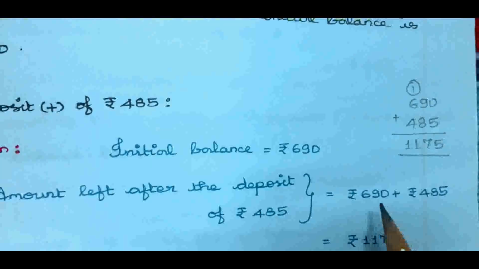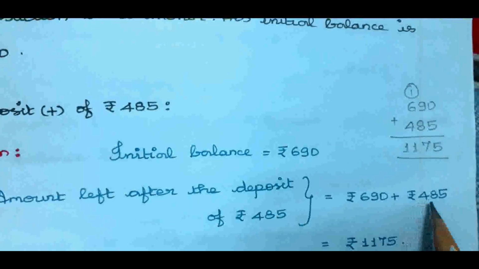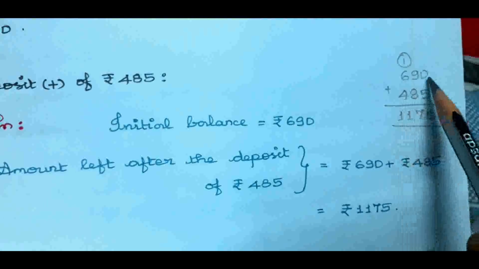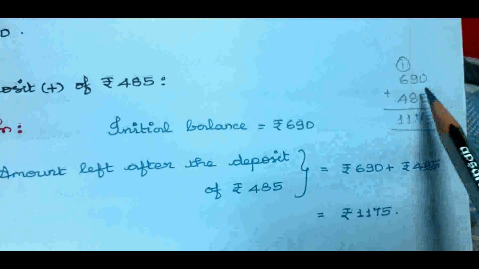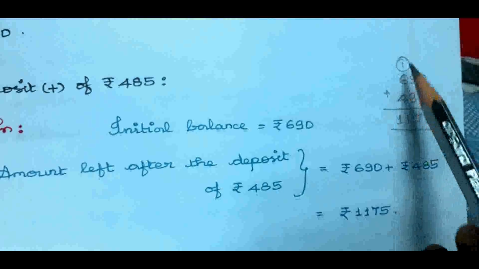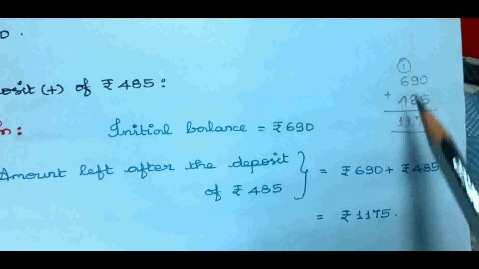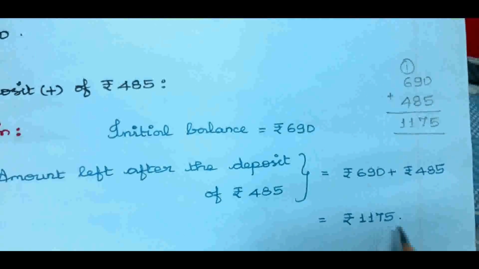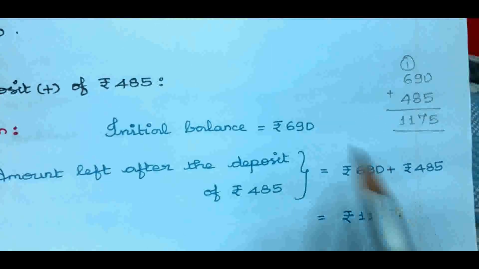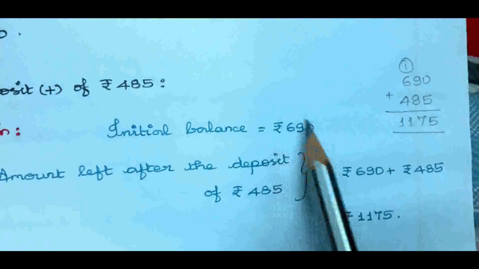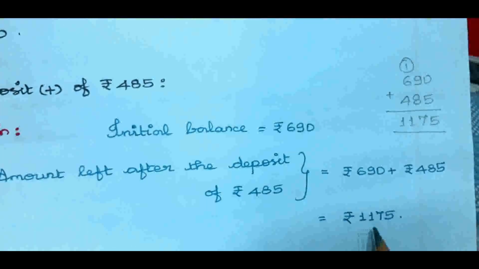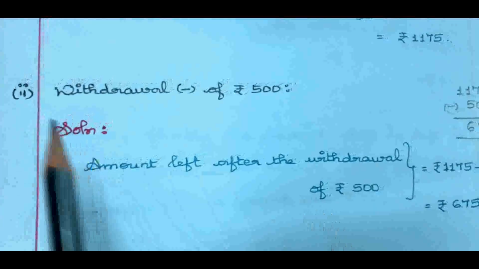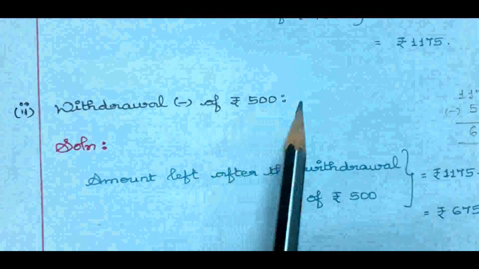So deposit is nothing but, as I said, you want to add the amount. So rupees 690 plus rupees 485 gives you, when you add 690 and 485, 0 plus 5, 5, and 9 plus 8, 17, remainder 1, 6 plus 4, 10, 10 plus 1, 11. So rupees 1,175. Now after his deposit, the balance becomes 1,175. Clear? Next step, what is this transaction, withdrawal of rupees 500.